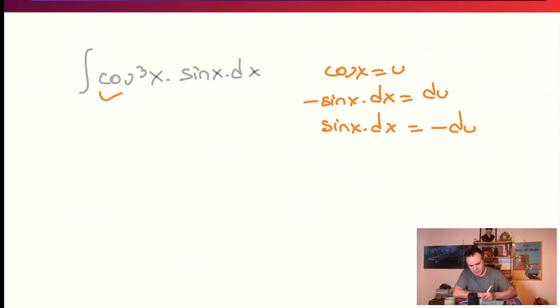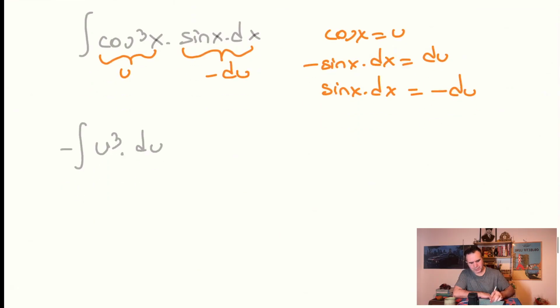Here we rewrite cosine x as u and we rewrite sine x dx as minus du, and the integral becomes minus, I will take the minus sign outside of the integral, the integral of u cube times du.